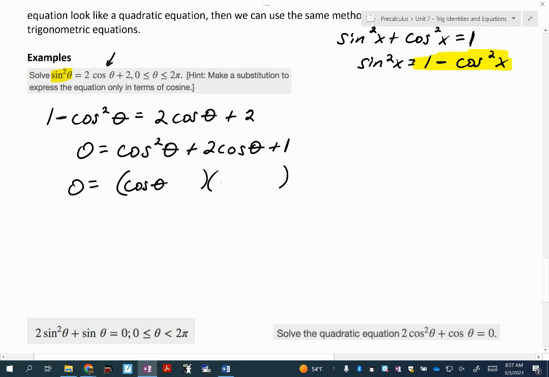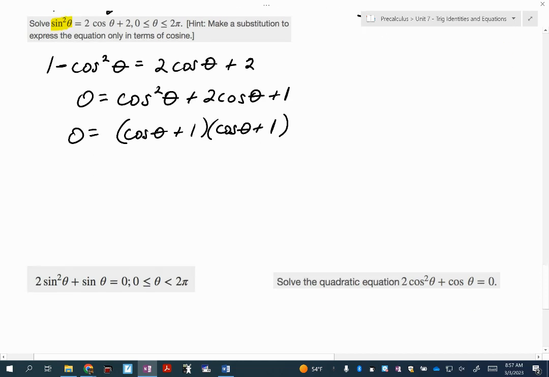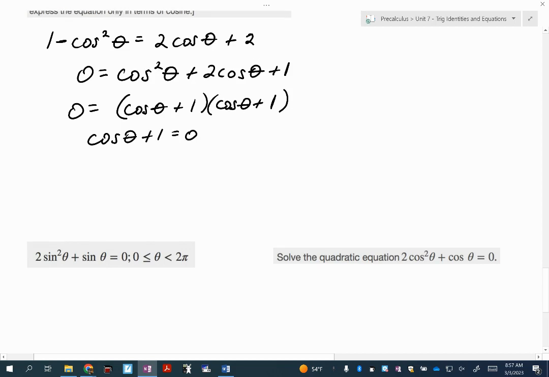So instead of x and x, it's just cosine of theta and cosine of theta. Factors of 1 that add to 2 is plus 1 and plus 1. So you actually could write this as cosine of theta plus 1, all of that squared. Since they're the same, all I'm really going to do is just solve for one of them, because I only have one double root. So you move that over.